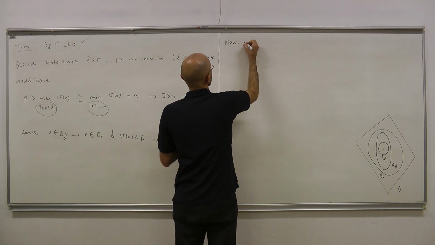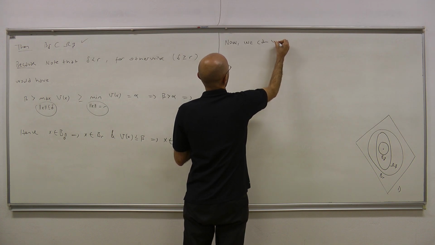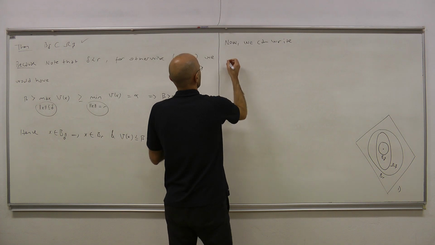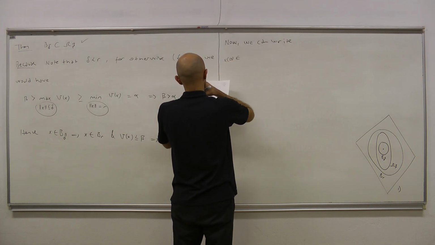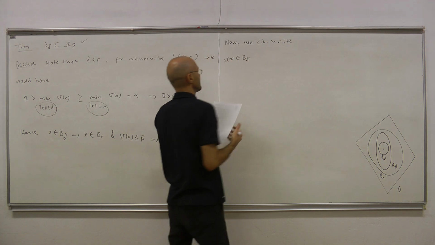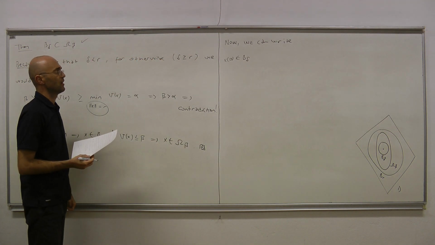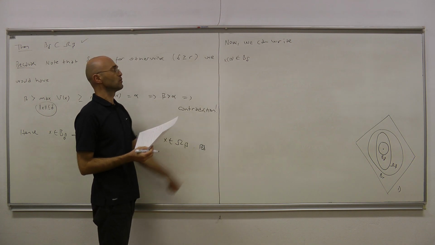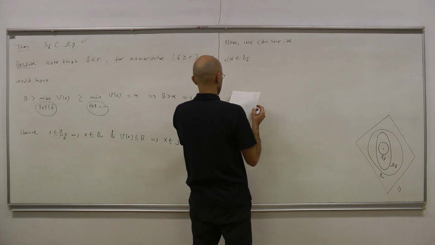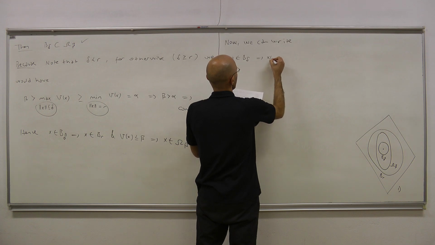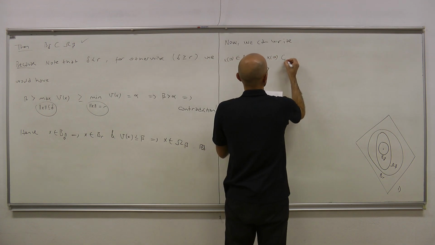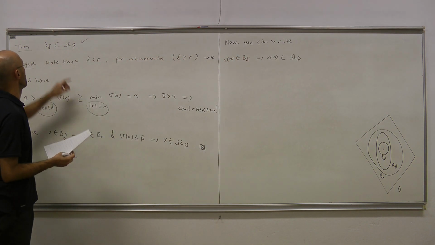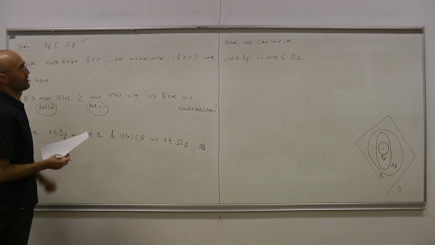Now, we can write the following: x0 in delta ball. Suppose that we have chosen our initial condition inside delta ball. Norm of x0 is less than or equal to delta. Then x0 belongs to omega beta, because omega beta is a superset of delta ball.